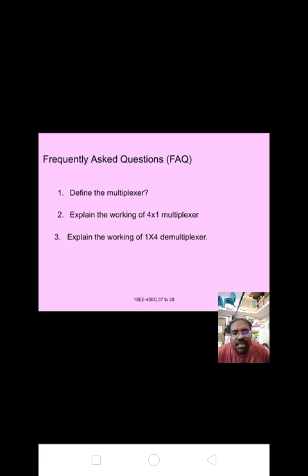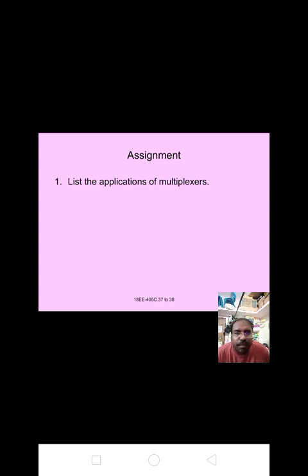Frequently asked questions: first, define the multiplexer. Second, explain the working of a 4 into 1 multiplexer and explain the working of a 1 into 4 demultiplexer. Important assignment: the applications of multiplexer. Please go through the internet and give the information regarding the applications of multiplexer. This is the information regarding the multiplexer.